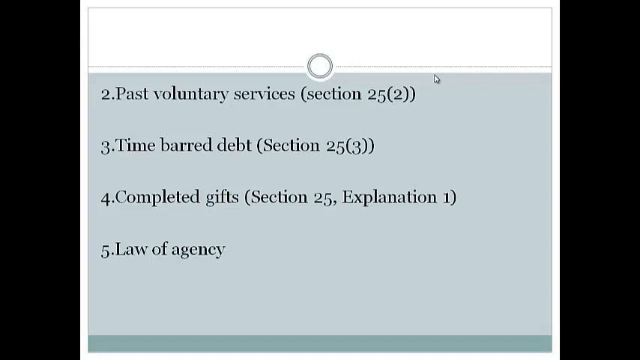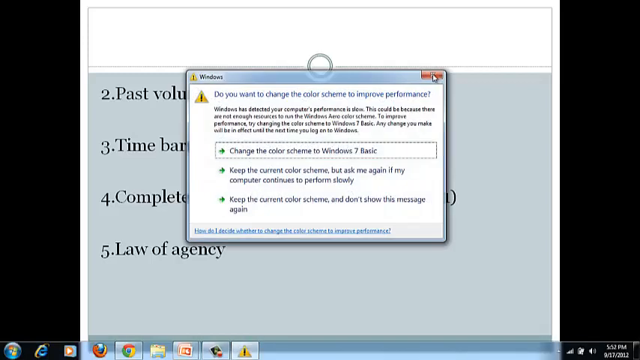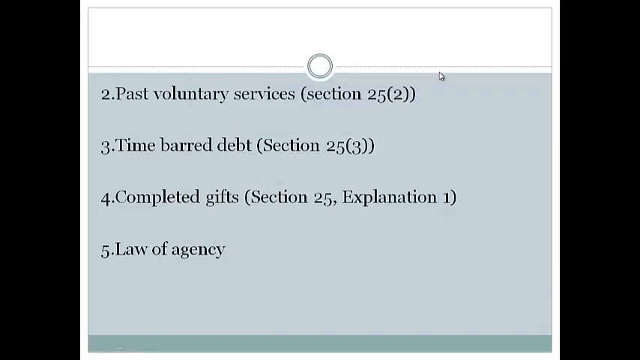Time-barred debt. A debt in which a written contract has been made and the party has been asked to pay with interest and a certain amount in a certain due time, and that time has also been crossed. In such a case, if any third party or the party itself wants to pay the whole amount and withdraw, then such a time-barred debt is allowed without consideration to the first party.